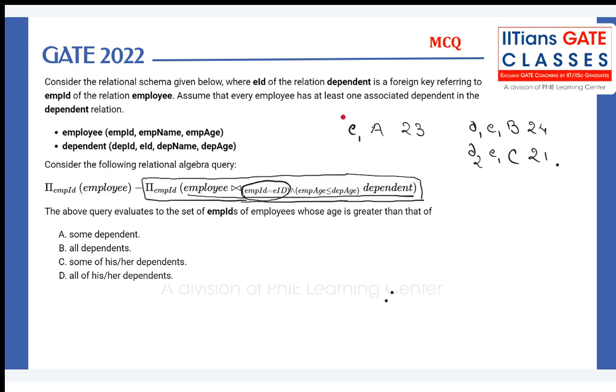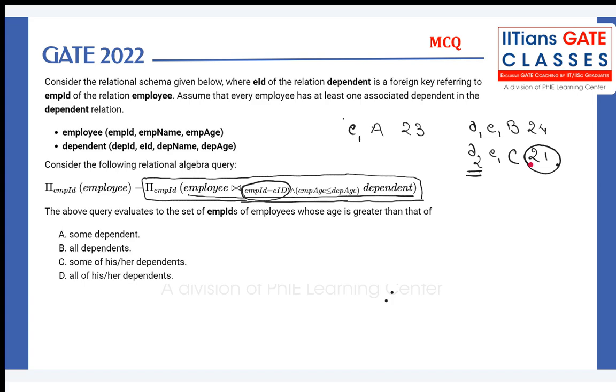Either you are in true or you are in false. Answer is not empty. Okay. So that means you will get E1. That's what you are saying. But there is a dependent whose age is not less than the employee's age. Then how are you getting the answer as E1?